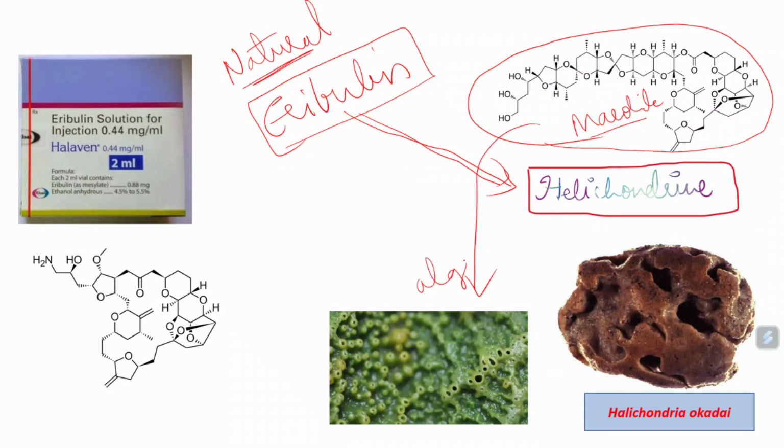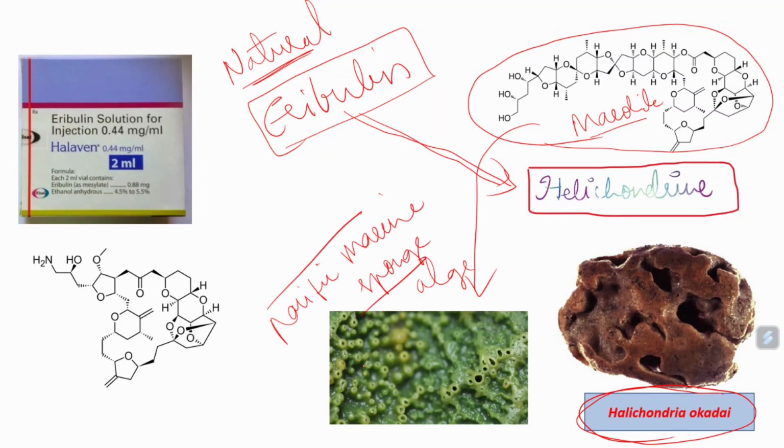It is obtained from algae, which is grown in the Pacific region, called Halichondria okadai. Halichondria okadai is the Pacific marine sponge. It is a living organism. From this organism, we extracted halichondrin. Halichondrin is the raw molecule, and from this halichondrin, we extracted eribulin.